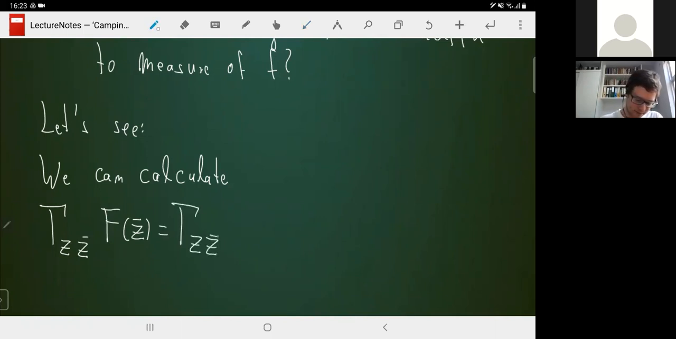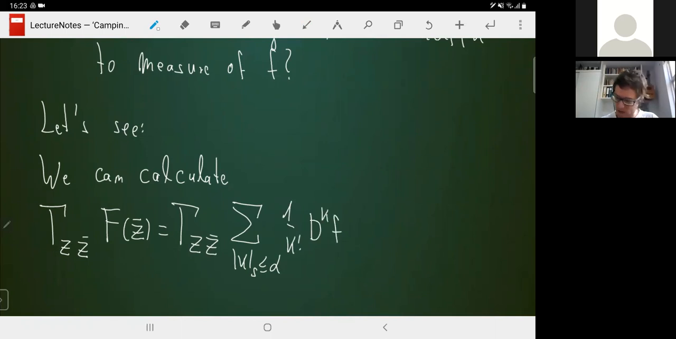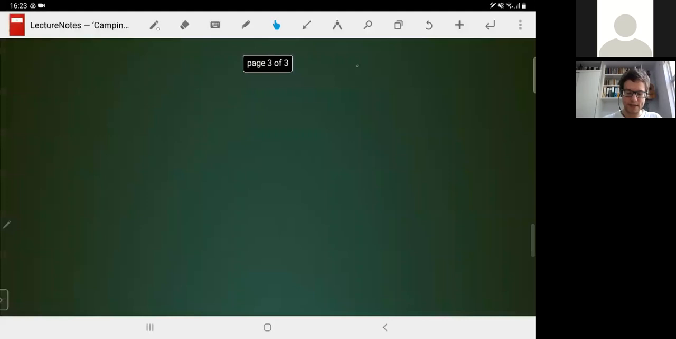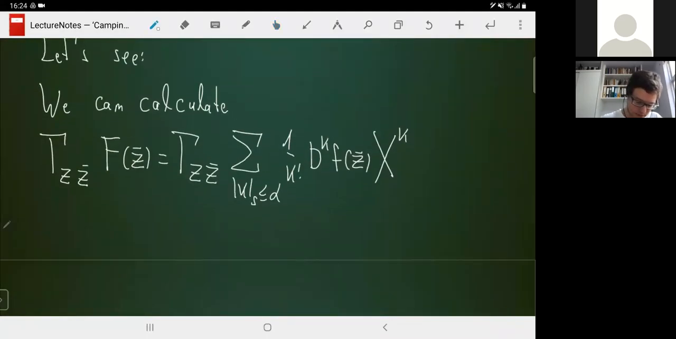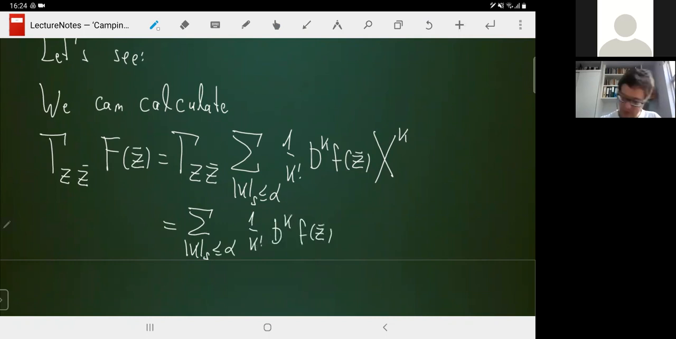Gamma z bar of the sum over multi-indices k less or equal than alpha of 1 over k factorial, D^k f of z bar, x to the k. Now these gammas are linear, so I can interchange sum and the gamma. So that's the sum over k less or equal than alpha of 1 over k factorial, D^k f of z bar, and then here I have gamma z bar of x to the k.